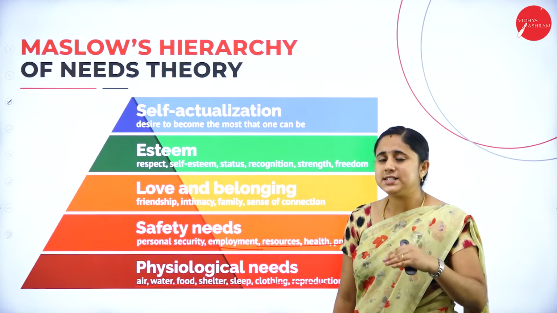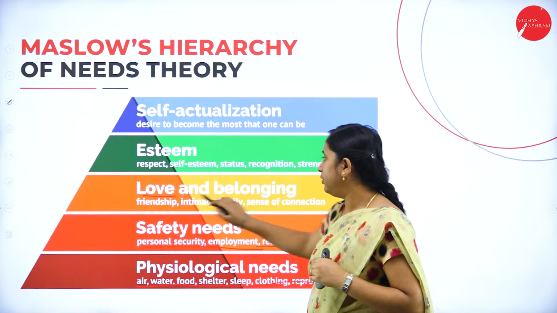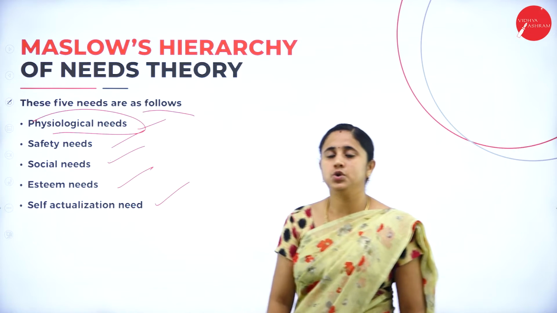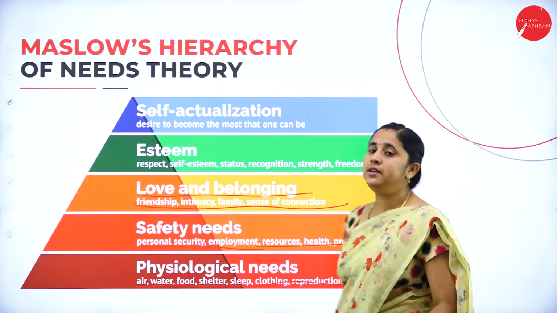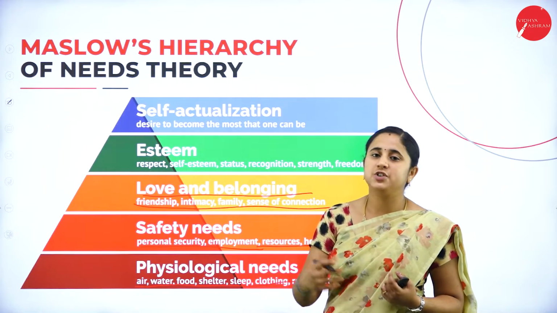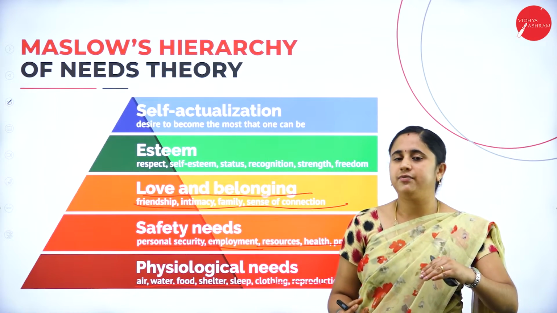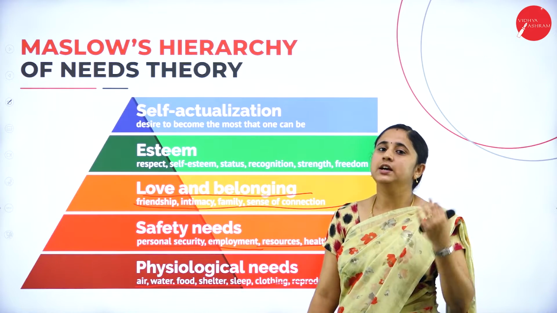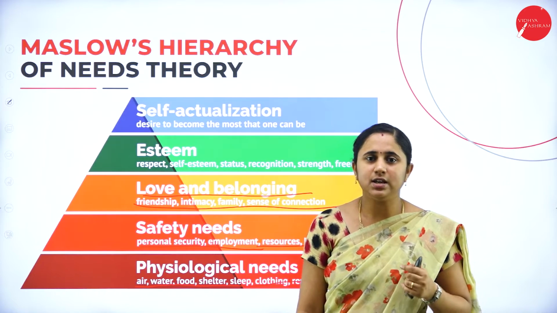So when the safety needs are also accomplished, then you will work effectively for love and belonging. That is social needs. Social needs include friendship, family and respect from others. So you will expect love and affection from society and other individuals. So after the safety need, it comes to the social needs: friendship, love and affection from the individual as well as the society.